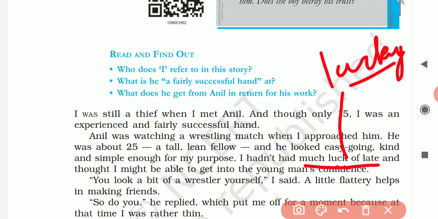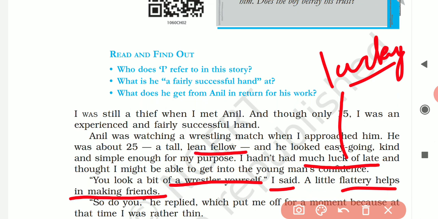You look a bit of a wrestler yourself. Now let us see how this young boy is going to convince him, how he's going to win his heart, and how he's going to start his talk. Right, now, you look a bit of a wrestler yourself. Oh my God, it seems to be flattering. He's flattering. Yeah, obviously he says that, I said, a little flattery helps in making friends. Here it is mentioned that he was a lean fellow.